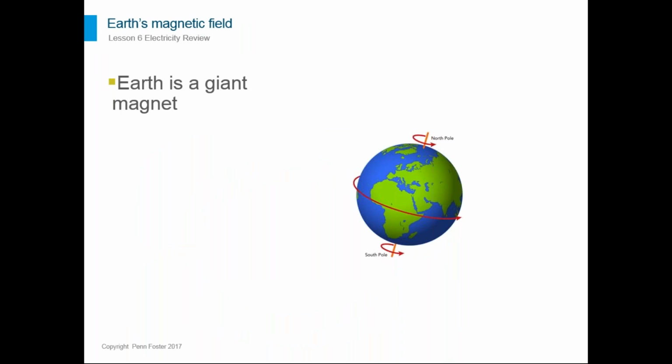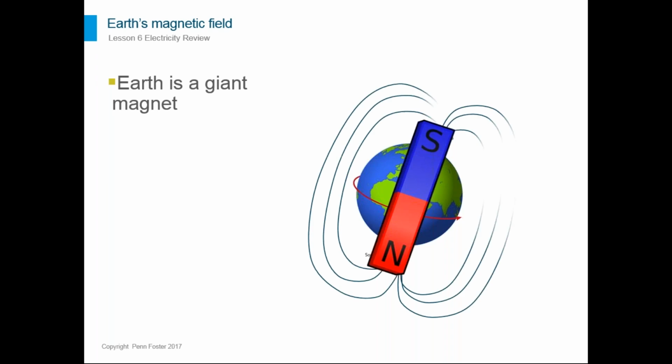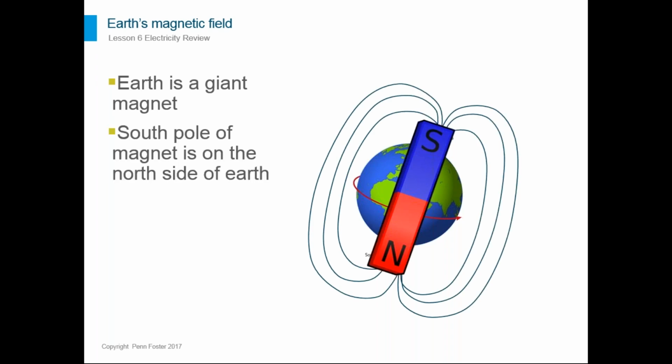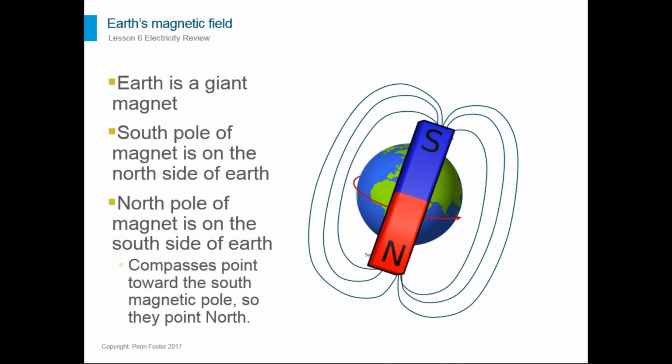Because the core of the Earth contains iron, the Earth acts as a giant magnet. It is covered by a huge magnetic field. The South Pole of the Earth magnet is actually near the North Pole geographically, and the North Pole of the magnet is actually near the geographic South Pole. A compass always points north because it is attracted to the magnetic South Pole, which is on the north side of the Earth.